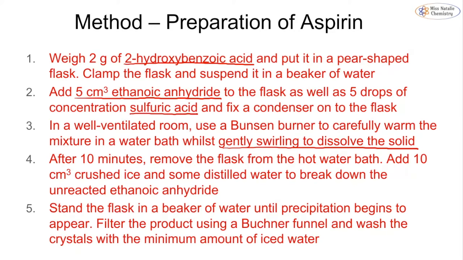We add 10 centimetres cubed of crushed ice and some distilled water in order to break down any unreacted ethanoic anhydride. And then we're going to stand the flask in a beaker of water until precipitation starts, and we're going to filter it using a Buchner funnel and the minimum amount of ice water.